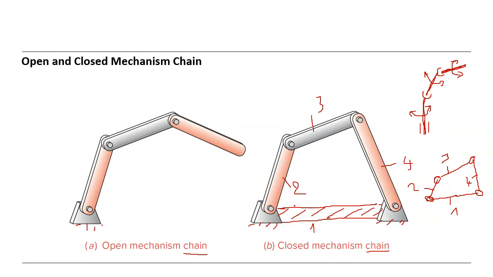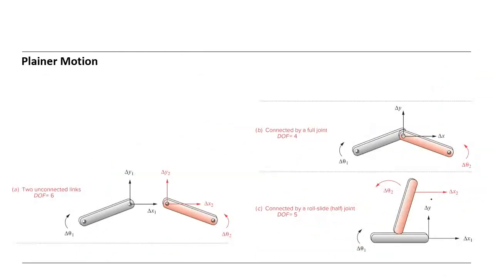So the kinematic chain means a chain of parts. If we fix one of them, then we achieve a mechanism. Okay, let's continue. Here, of course, we will discuss the planar motion.